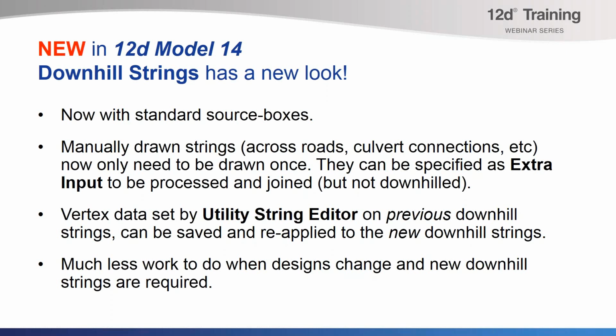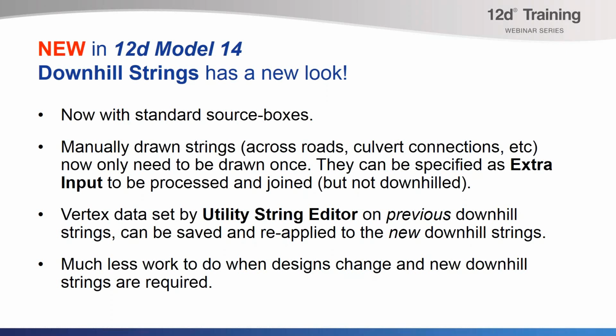The other thing though is, especially for those people doing drainage design with the rational method, these downhill strings are used as your overland flow model, and they can have a whole lot of very specific vertex attributes set on them by this tool called the utility string editor. And that tool can take quite a lot of work. The user can put quite a lot of additional information on the downhill strings with all these vertex attributes that are used by the rational method analysis to modify certain properties of the overland flow strings. And each time in the past you've rerun downhill strings, all that information has been lost.